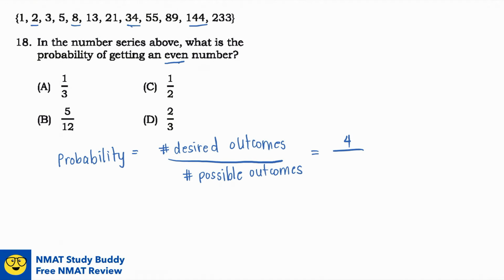And then, ilan lahat yung possible outcomes? 1, 2, 3, 4, 5, 6, 7, 8, 9, 10, 11, 12. So, 12. 4 over 12, in lowest terms, magiging 1/3, diba? So, ito yung final answer natin, which is letter A.